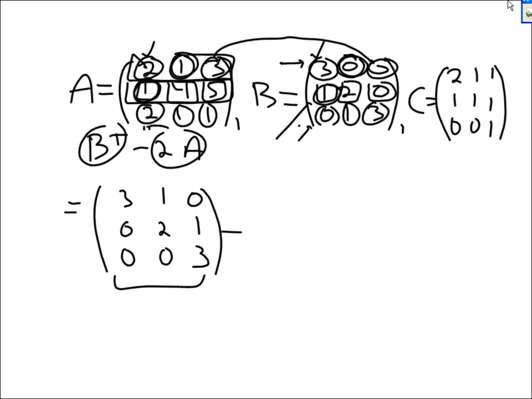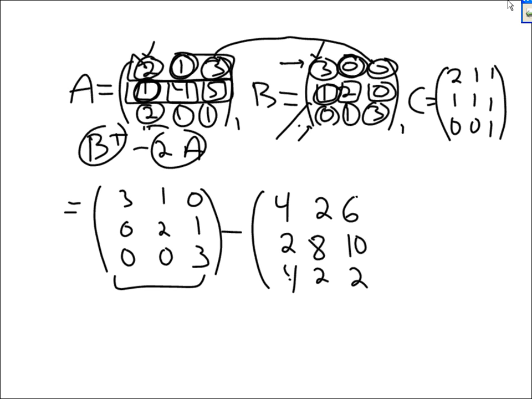That means every entry of A gets multiplied by 2. The first row is 2, 1, 3: 2 times 2, 2 times 1, 2 times 3. The second row is 1, 4, 5: 2 times 1, 2 times 4, 2 times 5. The third row is 2, 1, 1. 2 times 2 is 4. 2 times 1 is 2. 2 times 1 is still 2.